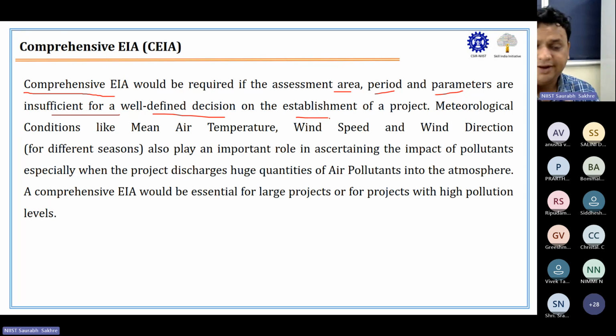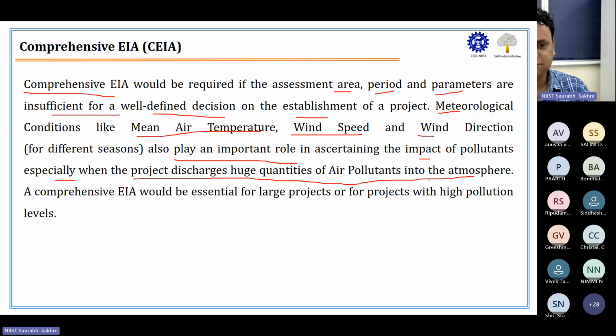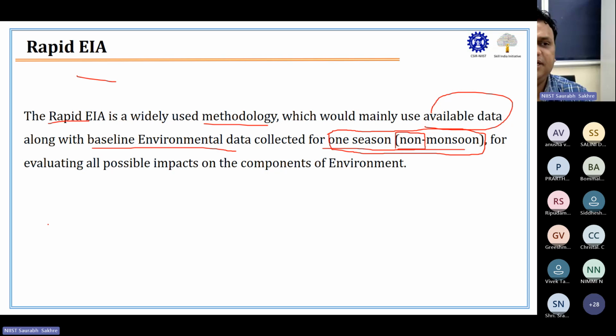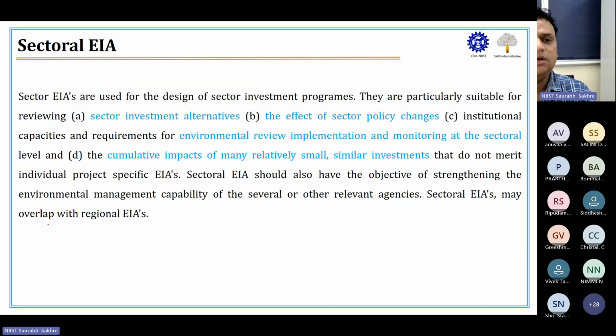One more reason is that meteorological conditions like mean air temperature, wind speed, and wind direction for different seasons also play an important role in ascertaining the impact of pollutants, especially when the project discharges huge quantities of air pollutants into the atmosphere. So in those cases, a comprehensive EIA would be essential for large projects or projects with high pollution levels. For a smaller project, we do rapid EIA. For bigger projects, or projects in which one season of monitoring data is not sufficient, we go for CEIA, that is comprehensive EIA. So I hope rapid EIA and comprehensive EIA are clear to you.